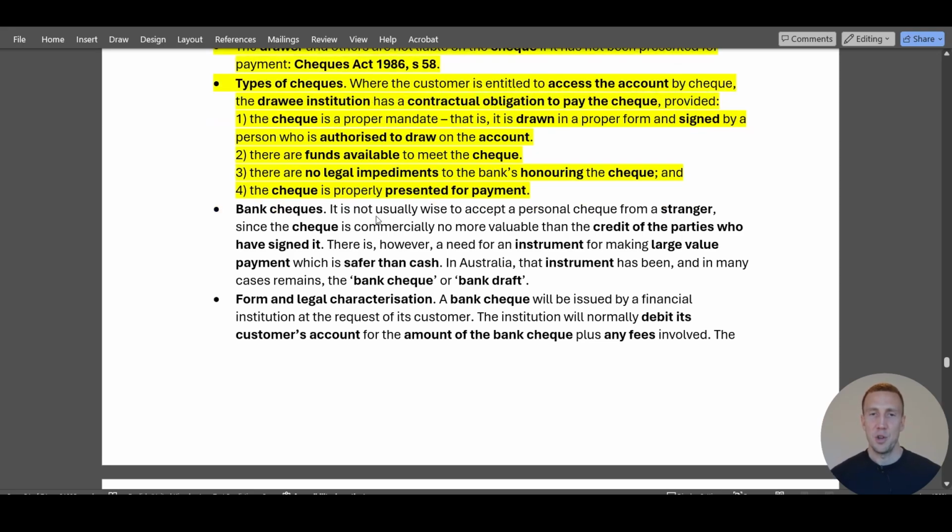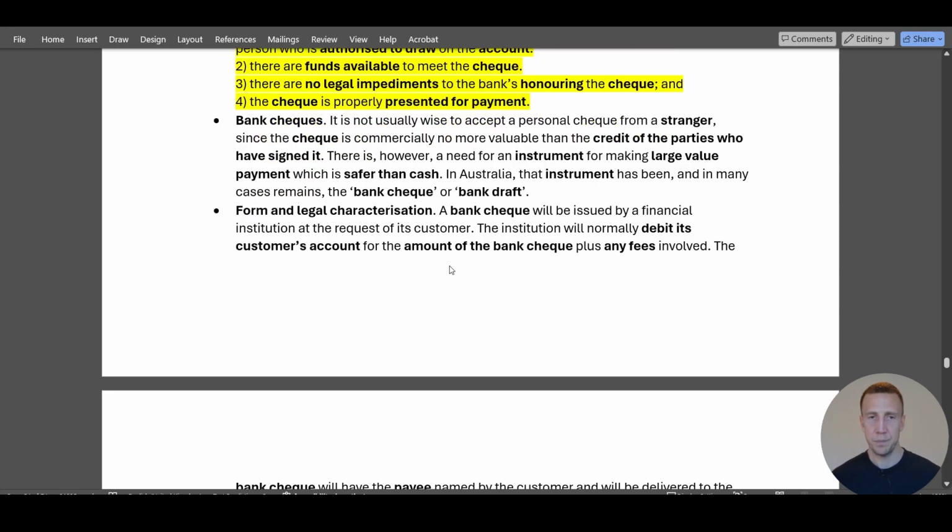So, bank cheques. It is not usually wise to accept a personal cheque from a stranger, since the cheque is commercially no more valuable than the credit of the parties who have signed it. There is, however, a need for an instrument for making large value payments which is safer than cash. In Australia, for example, that instrument has been, and in many cases remains, the bank cheque or bank draft, which would be the same the world over.